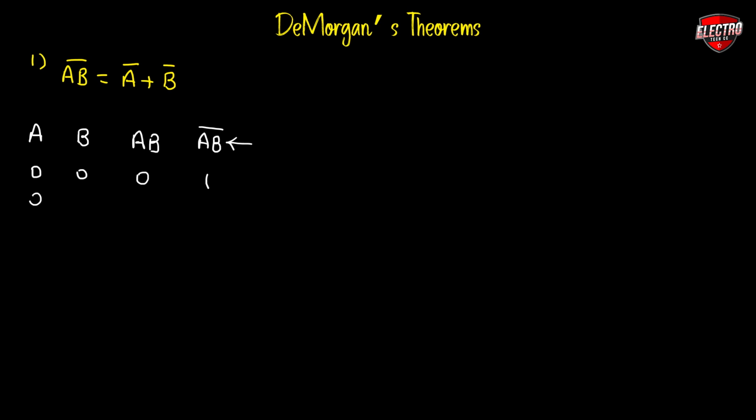The second combination is 0 1. The multiplication of 0 1 is equal to 0 and the complement of 0 is equal to 1. The third combination is 1 0. So the multiplication is 0 and the complement of 0 is equal to 1. The last combination is 1 1. The multiplication of a and b is equal to 1. The complement of 1 is equal to 0. So here is the LHS of the first theorem.